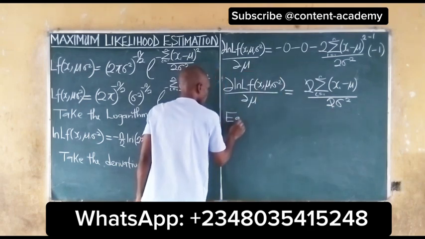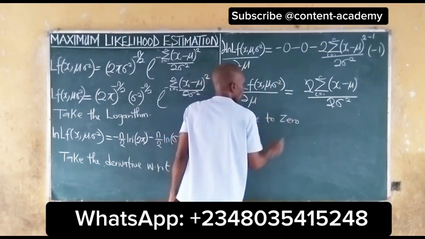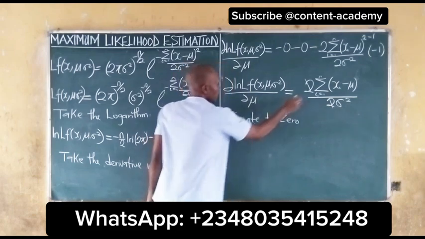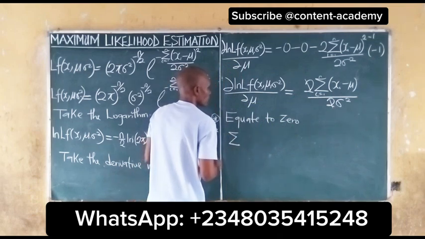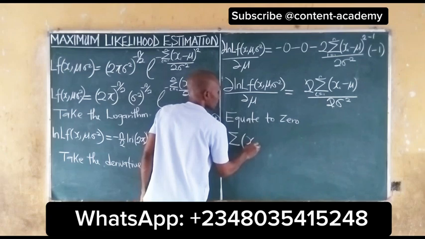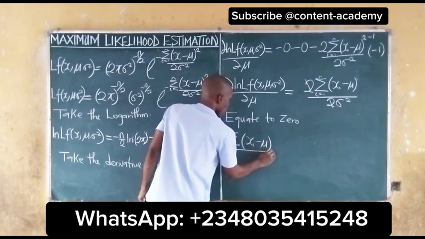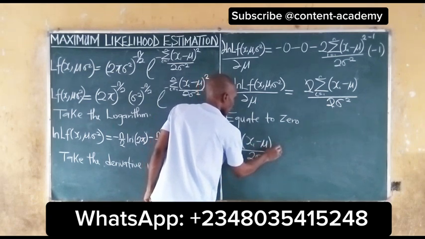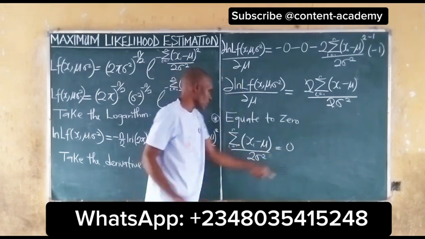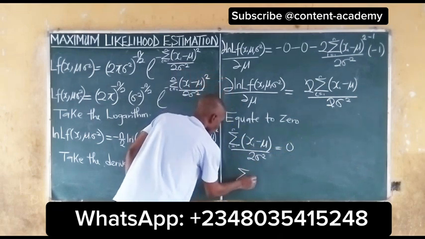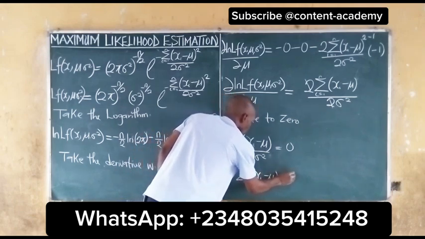We can also equate this to 0. If we equate this to 0, we have summation of (xi minus mean) all over 2 sigma squared is equal to 0, as i runs from 1 to n. So this can multiply this, and we are left with summation of (xi minus mean) equal to 0.